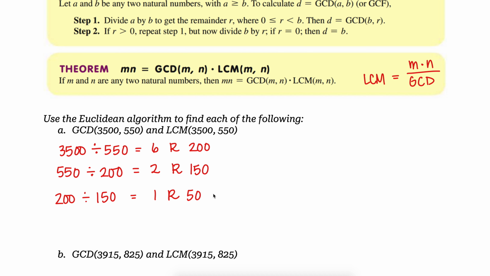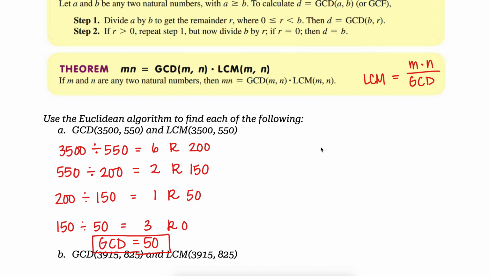We're getting closer, not quite there yet. Repeat the process. Divisor divided by remainder. So 150 divided by 50 is 3 with a remainder of 0. So we are done. The greatest common divisor is going to be the last divisor there. So in this case, it's going to be the 50. So our greatest common divisor is the 50.